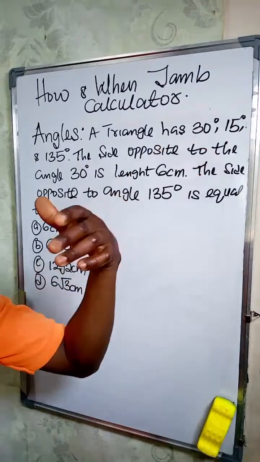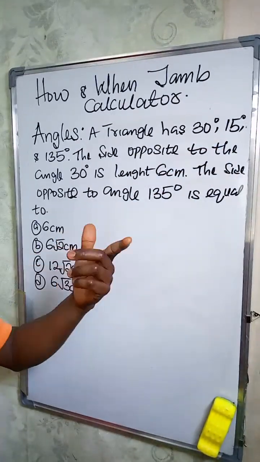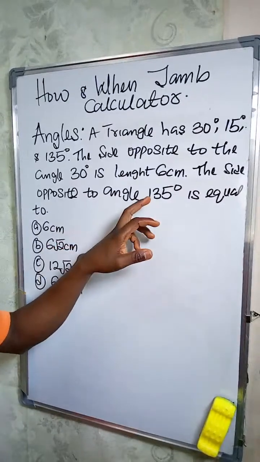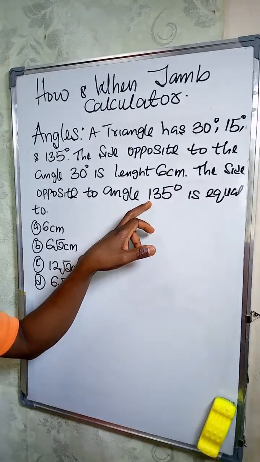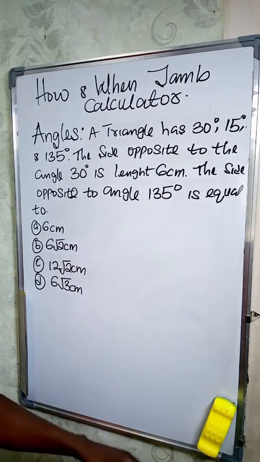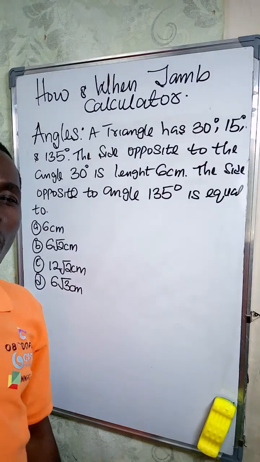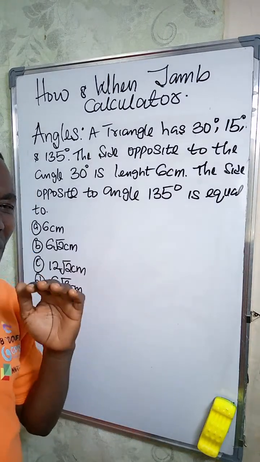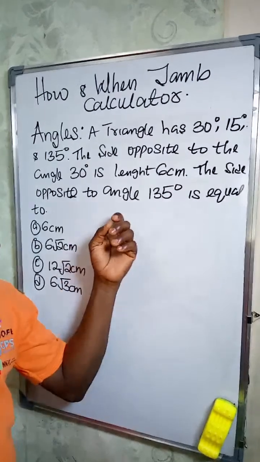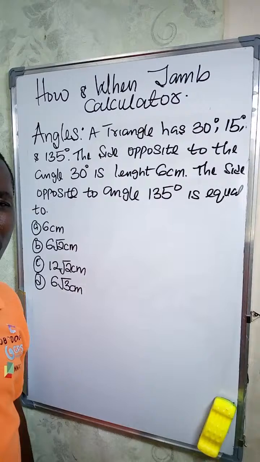Sin 30 we fit get am. Sin 15 we no know which one e go be because no be special angle. Sin 135 we no know wetin e go be, no be special angle. Now if they give you this kind of question, how you wan take start? I want you, if you dey watch this video, make you just think now, say if you see this kind of question for your mathematics for JAMB tomorrow, how you go take answer am?